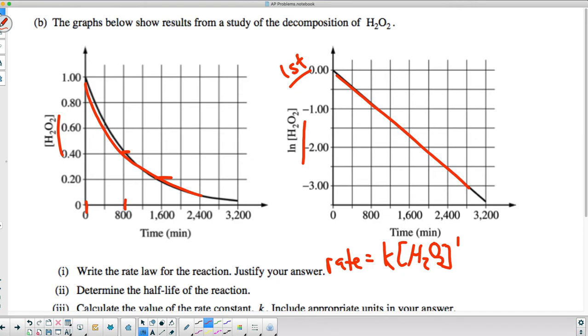Let me see. Why don't we take the original concentration of 1 and figure out where it splits in half. And that looks like it comes down just a little bit before the 800. So if this is 400 and that's 800, it's going to be a little bit past the halfway mark. So maybe 650 is what I see for that. There's another way to do it.